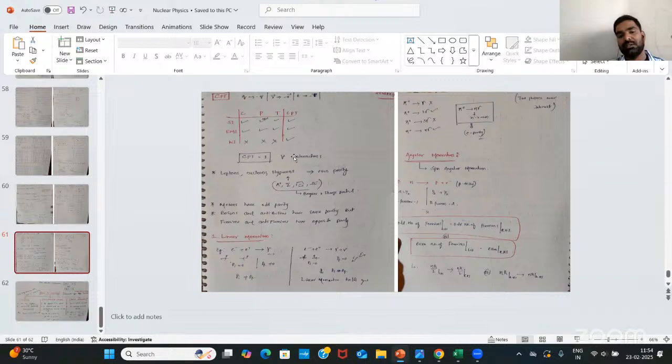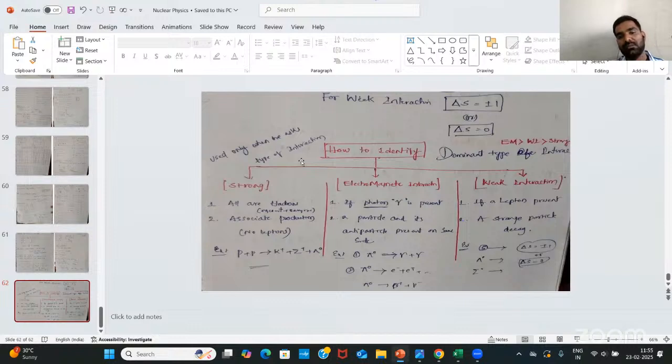Leptons, nucleons and hyperons have even parity. Hyperons are nothing but lambda naught, omega, cascade, omega minus, sigma. These are even parity. Mesons have odd parity. Bosons and antibosons have the same parity, but fermions and antifermions have opposite parity. Linear momentum is found by the charges of these electrons, and the angular momentum also.